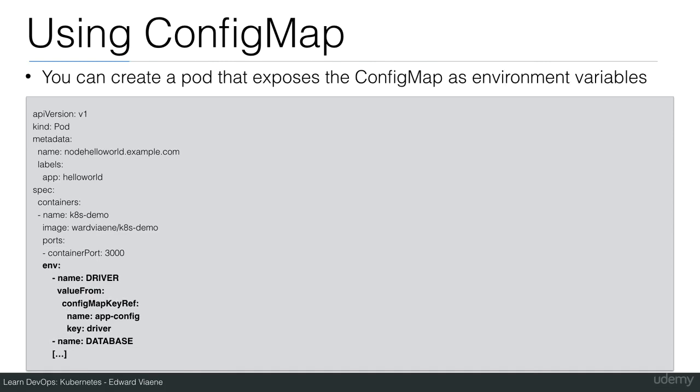Here is the same example of a pod that exposes the config map as environment variables. You can use env, name, you can say for instance DRIVER, valueFrom, so this is exactly the same as what we did with credentials, but then we have configMapKeyRef rather than the secretKeyRef from our credentials. You pass the name and a key, and then the value of this environment variable DRIVER will be the value of the config map of the key driver.